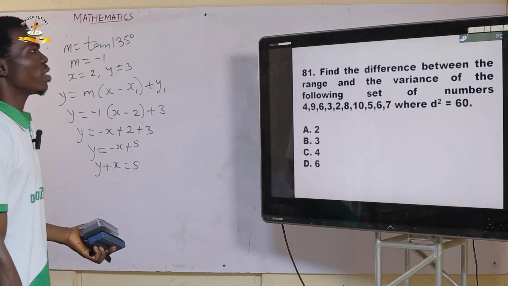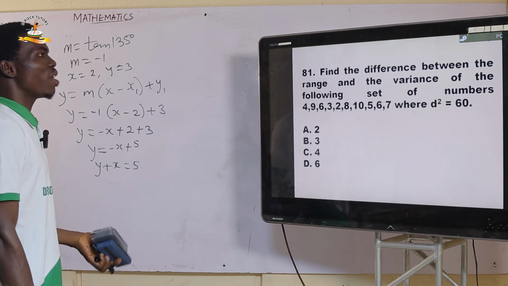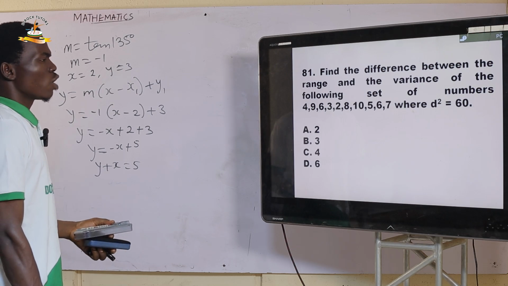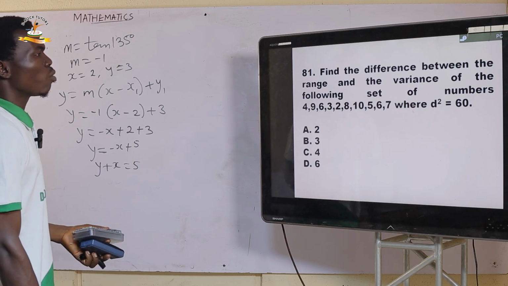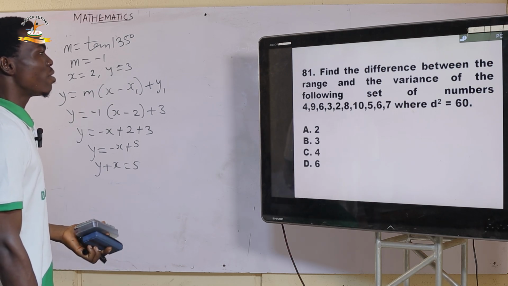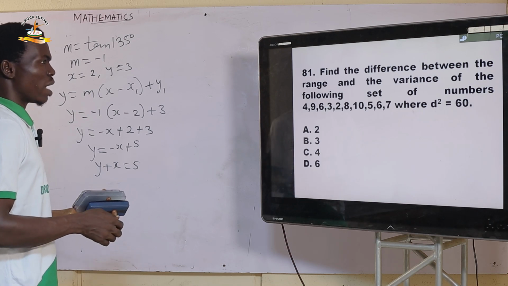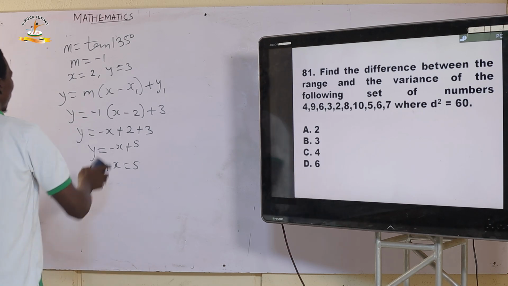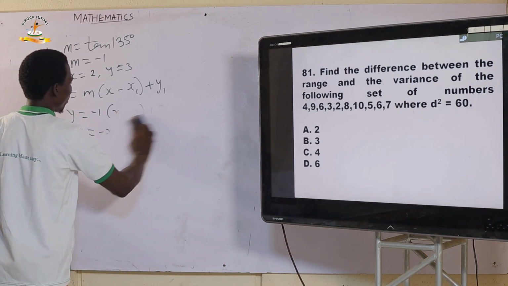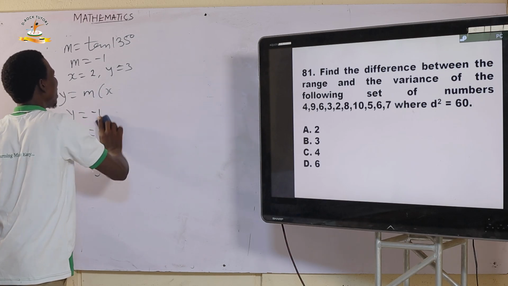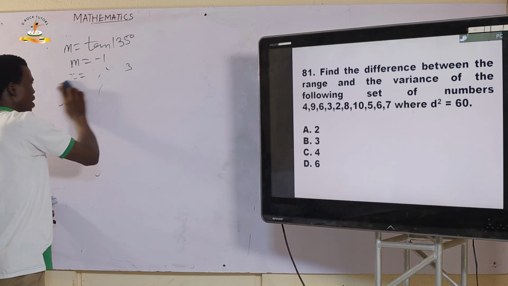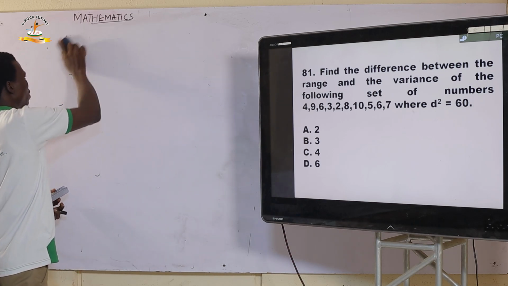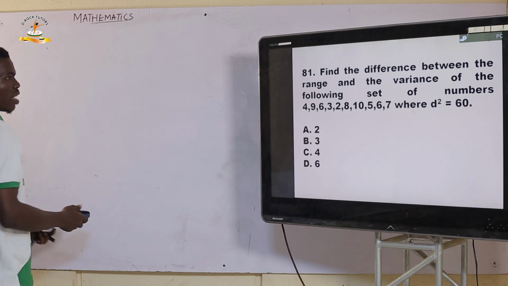Our next question says, find the difference between the range and the variance of the following set of numbers. So we need to look for the variance and we need to find the range. So let's quickly do that. And don't forget, range is the difference between the biggest number in that data set and the smallest number in that data set.